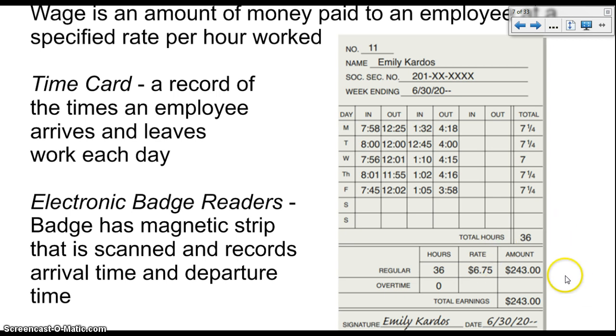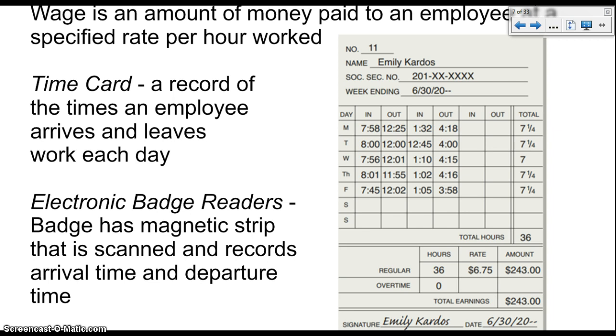Then down at the bottom of this particular time card, there's a spot where you can calculate how many hours they worked, what their rate was, and then you calculate that out. And then you can also note if there's any overtime for this particular employee, and then you can write down what their total earnings were for the week.